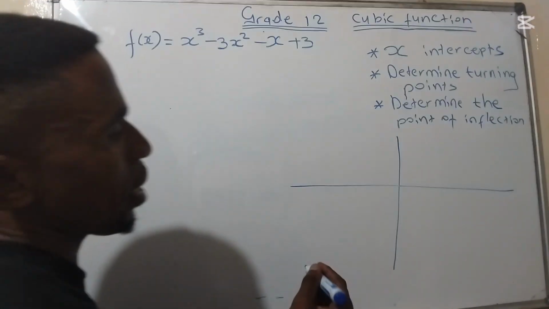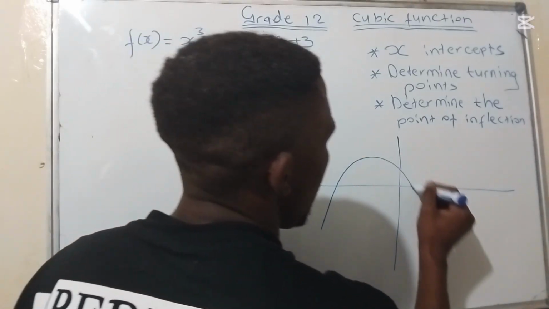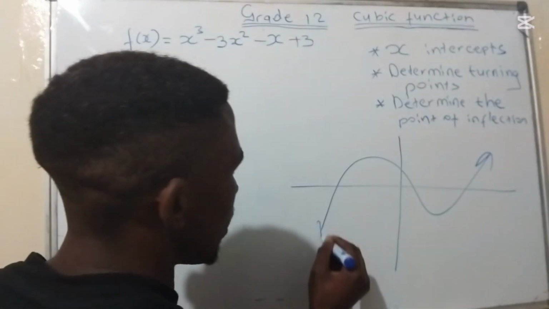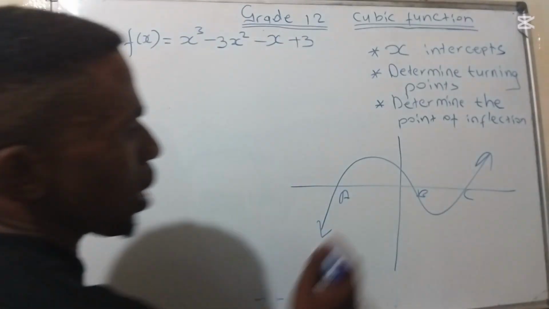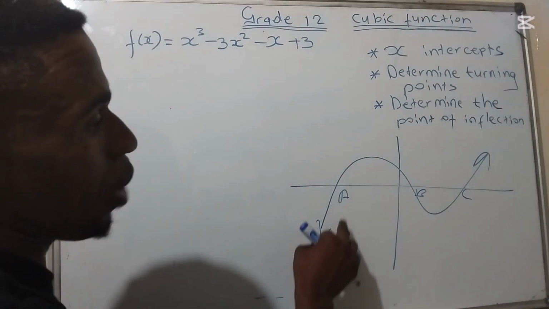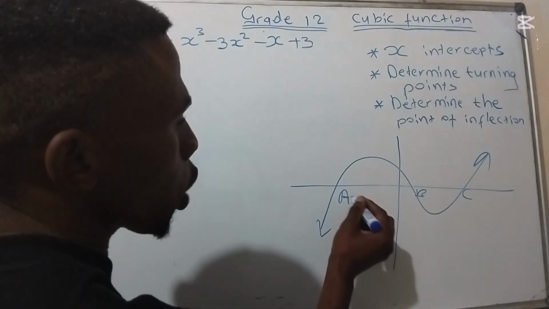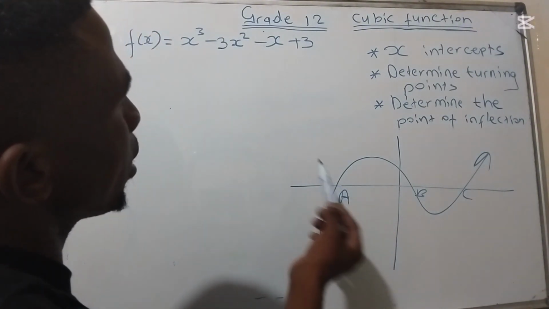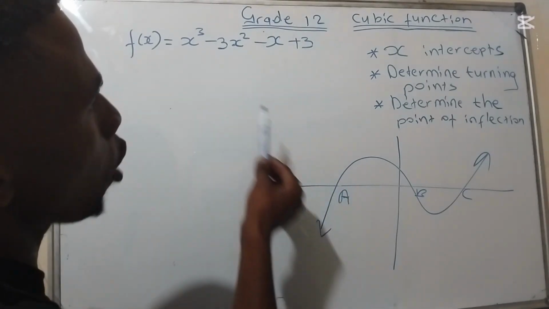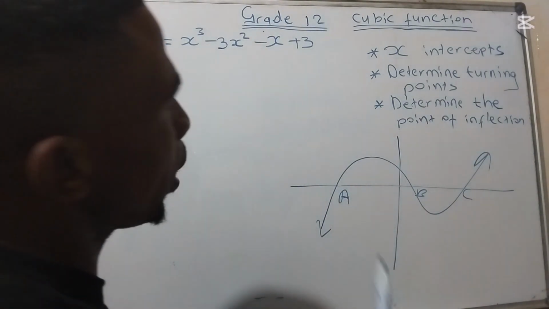Or the examiner will just say, determine the coordinates of A, B, and C, and those are the x-intercepts. And in order for you to find the x-coordinates, the coordinates of A, B, and C, you just need to know how to factorize this equation. So let's go for it.